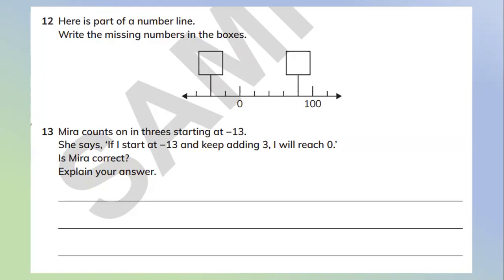This is number 12. Here is a part of number 9. Write the missing number in the boxes. Missing number. So from 0 to 100, there are 1, 2, 3, 4, 5. There are 5 parts, so 1 part is 20. 20, 40, 60, 80. So this must be 80. And this is 0. To the left of 0, -20. This is -40. Okay.